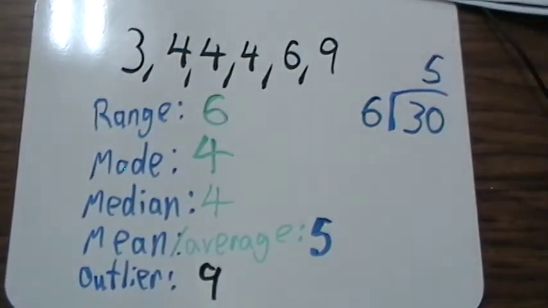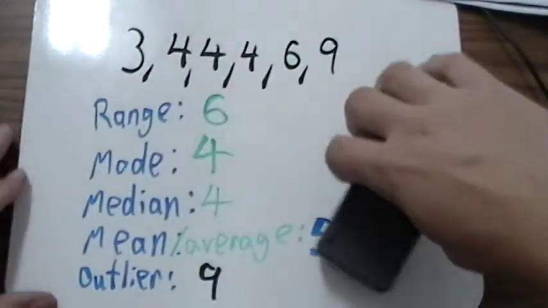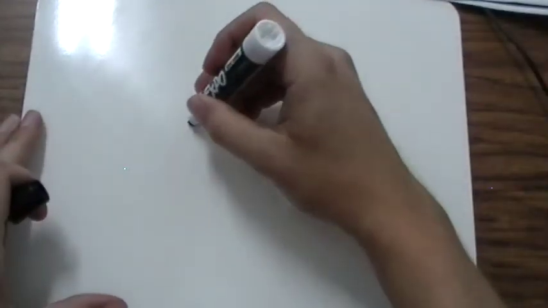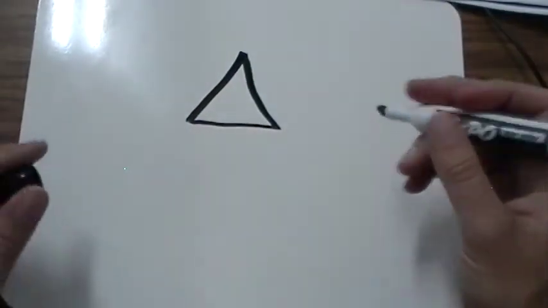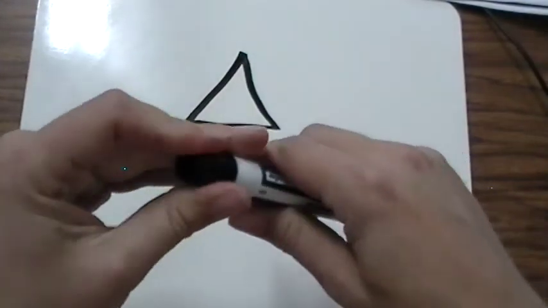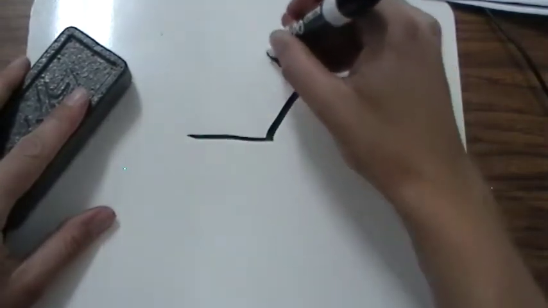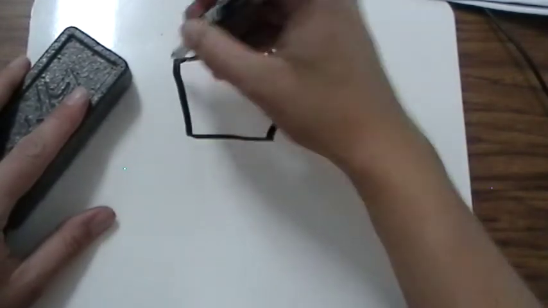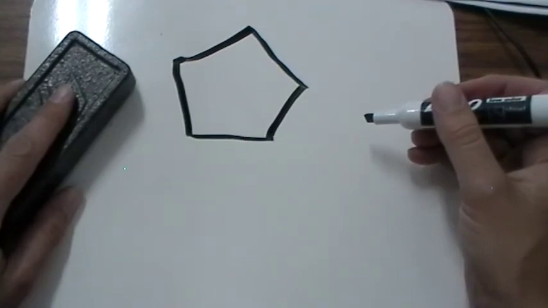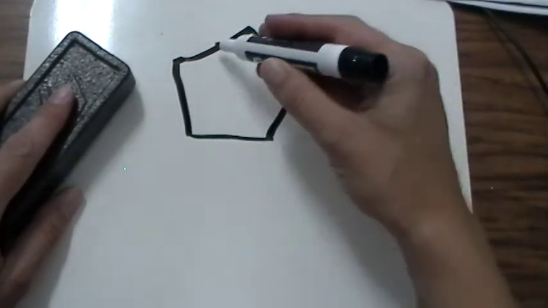All right, now what we're going to do is take one more look at geometry. And today we're just going to be reviewing some basic shape names, all right? So play along with me. What's this shape? Triangle, good. What's this shape? Pentagon, 1, 2, 3, 4, 5 sides, pentagon.